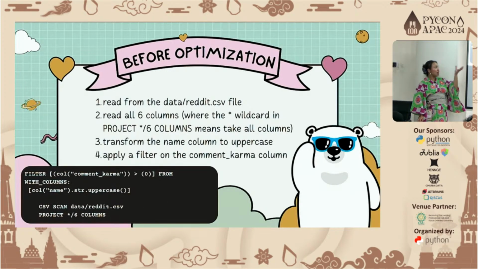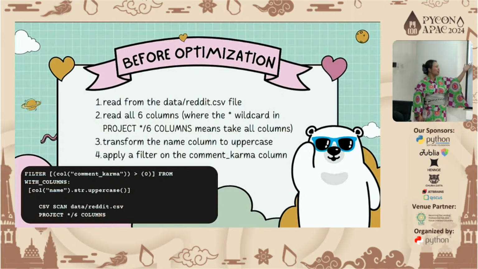Before the optimization, this is the original. In Polars, you can actually look at how the query is expressed. This is the query under the hood, without optimization. You can actually switch off the optimization, but I would highly recommend you don't do it.